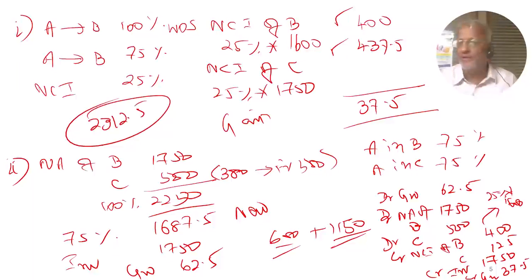Now let us take up the credits. 400 plus 125 plus 1750 plus 37.5. So all that comes to the same 2312.5. The total of debit is equal to total of credits.